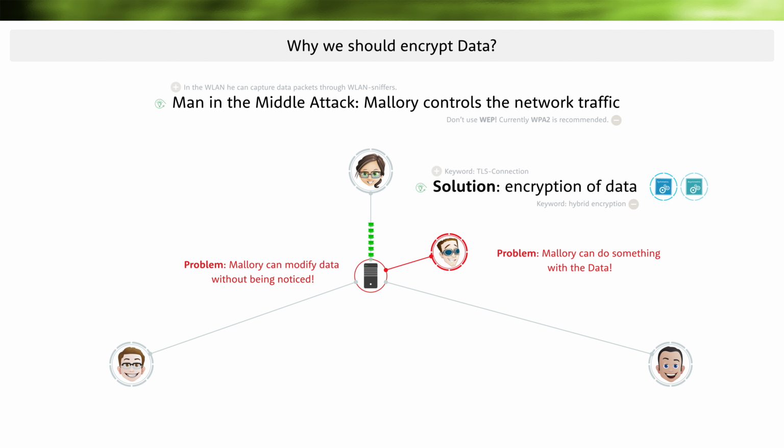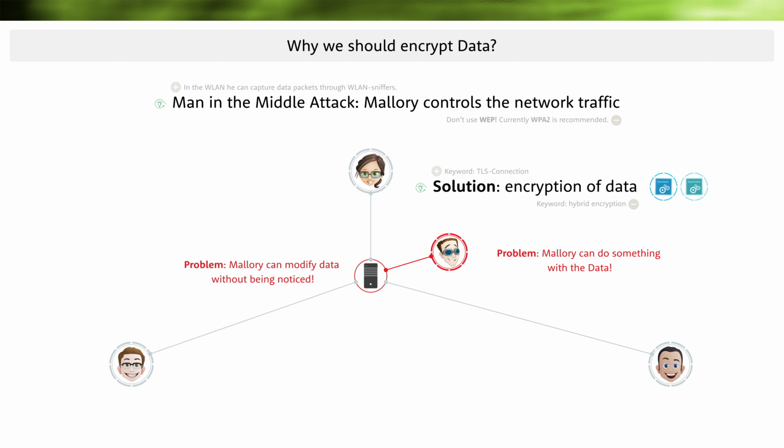Mallory can modify data without being noticed. Okay, if the data is encrypted, then that's not a problem. But sometimes data is not encrypted because it's not secret. In emails, for example, Alice can present information about her products to her customers. Such mails are rarely encrypted because their information is not secret as well. If Mallory controls the connection, he can manipulate such mails. For example, he could change the prices.